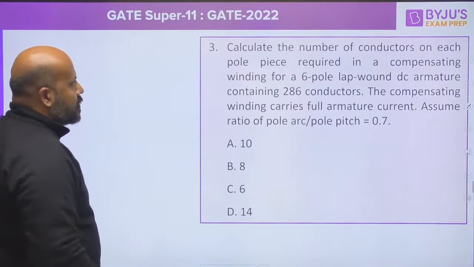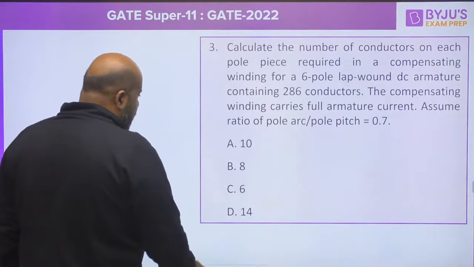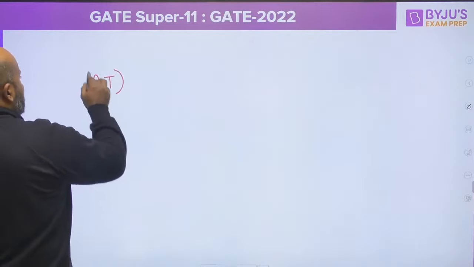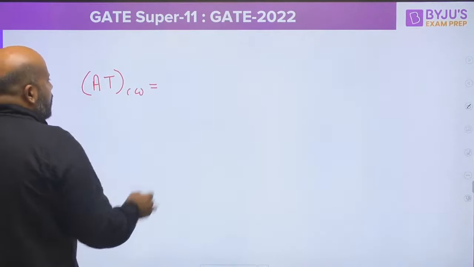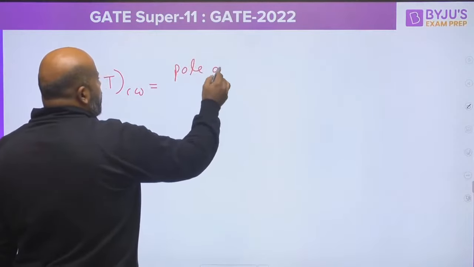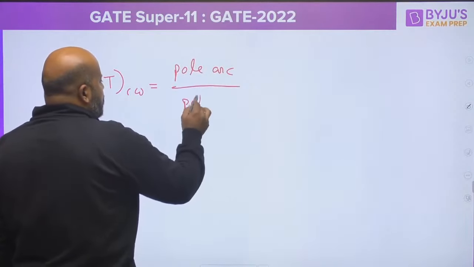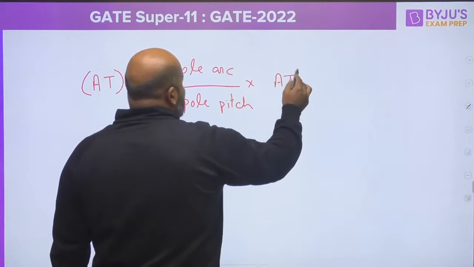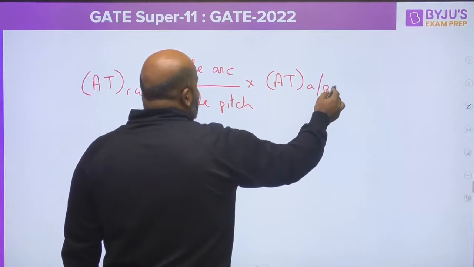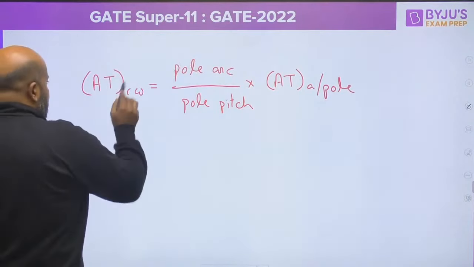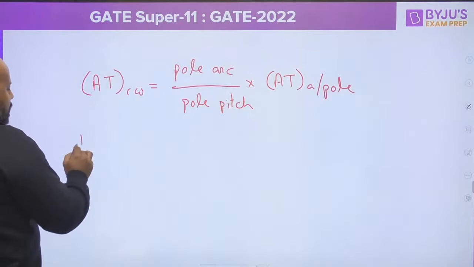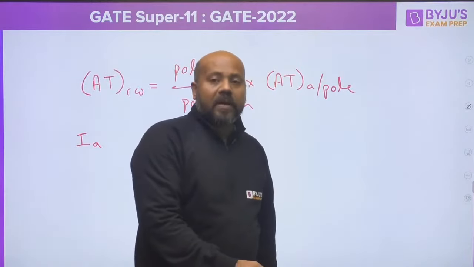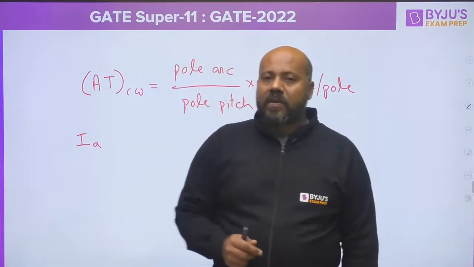See the next question. The next question is about the compensating winding. For the compensating winding, the ampere turns is going to be pole arc upon pole pitch multiplied by the ampere turns of the armature winding per pole. Now this ampere turns of the compensating winding you can write with IA, because the armature current is going to be the current in the compensating winding, because the compensating winding is connected in series with the armature winding.